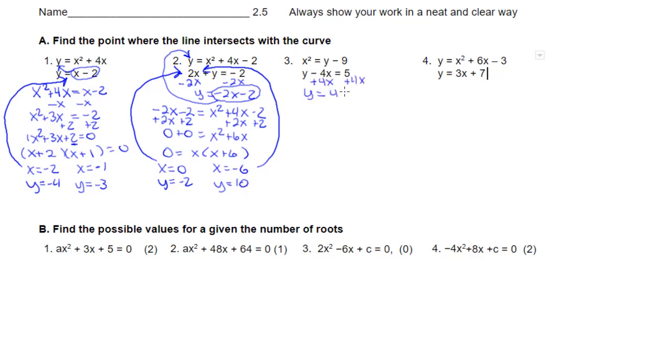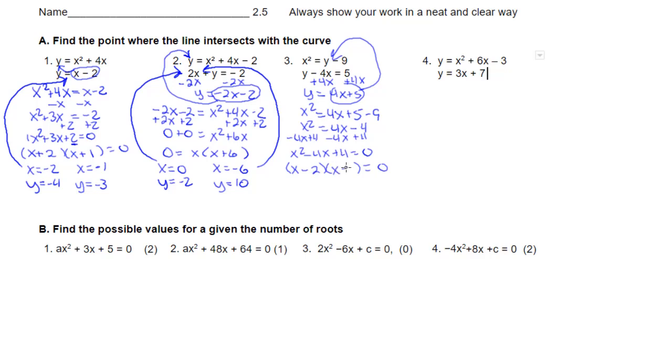Here's another one where we have to get the y by itself. Once we find out 4x plus 5 is equal to y, we plug it into the first one. We make it equal to 0, and we end up with a quadratic. We factor it. We get the x's equal to 0. We find out that x is going to be 2, and then y is going to equal 13. That's the one point where those two graphs intersect.